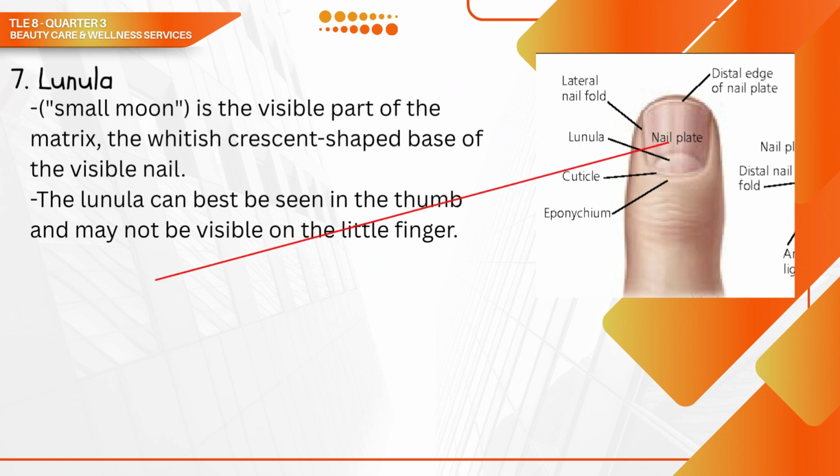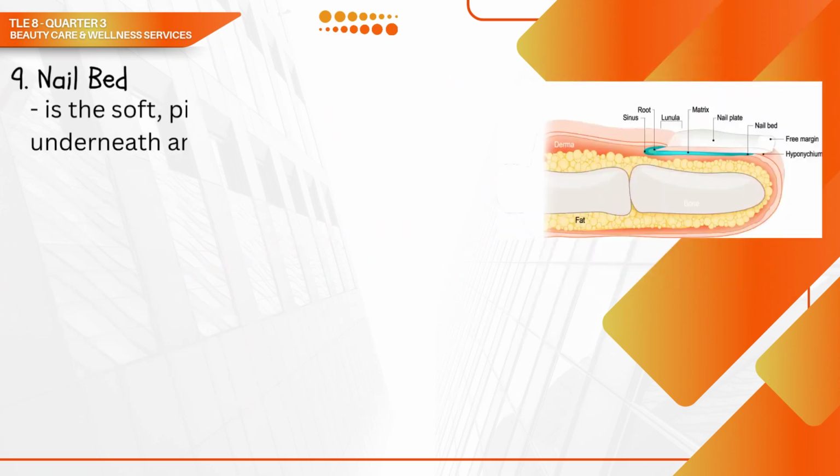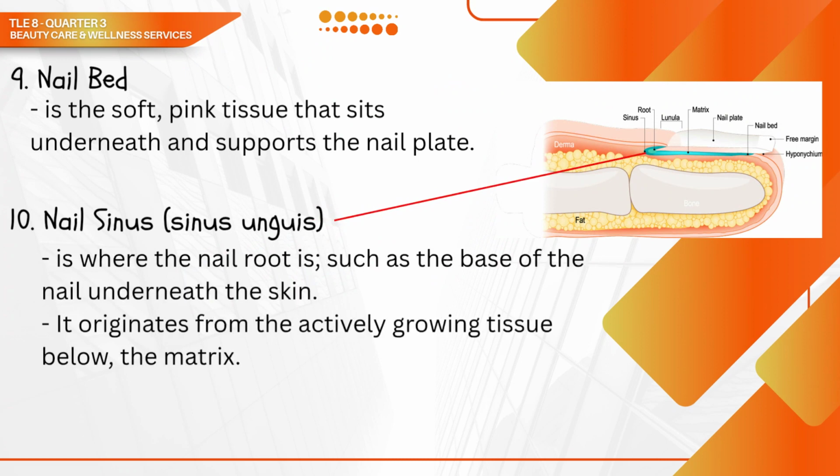Nail plate is composed of hardened, flat, translucent, non-living, keratin nail cells that form a solid, protective layer over the underlying soft tissue. The nail plate should not be confused with the nail bed. Nail bed is the soft, pink tissue that sits underneath and supports the nail plate. Nail sinus or sinus unguis is where the nail root is, such as the base of the nail underneath the skin. It originates from the actively growing tissue below the matrix.